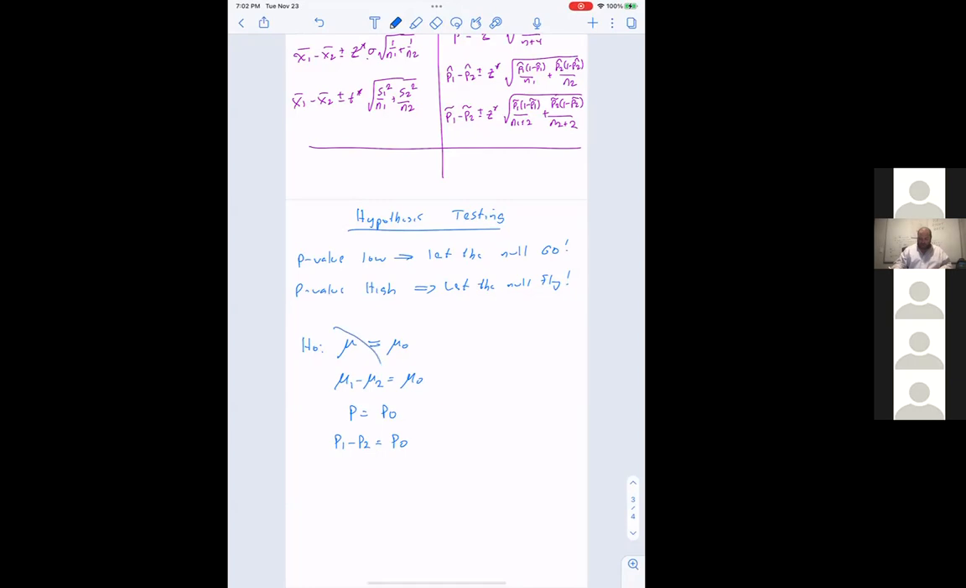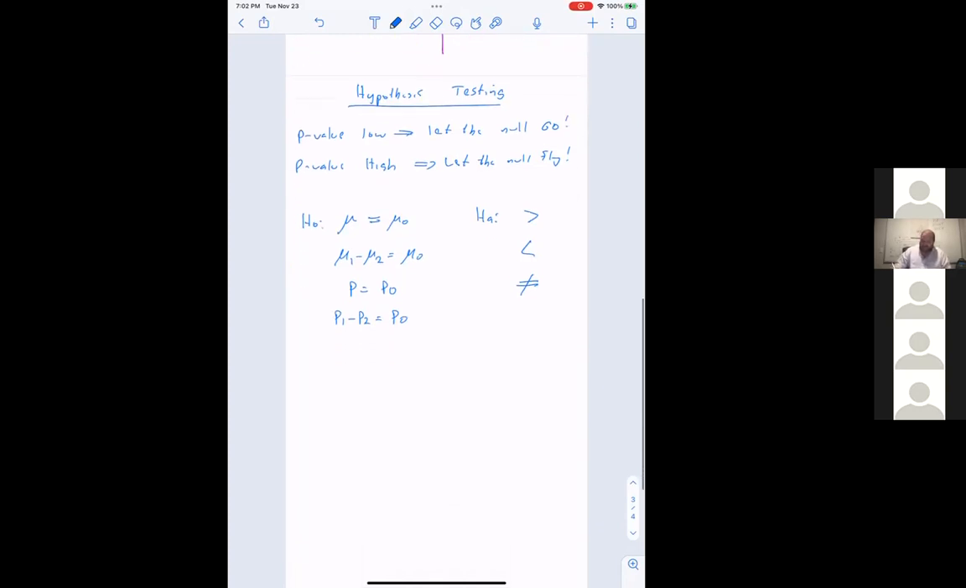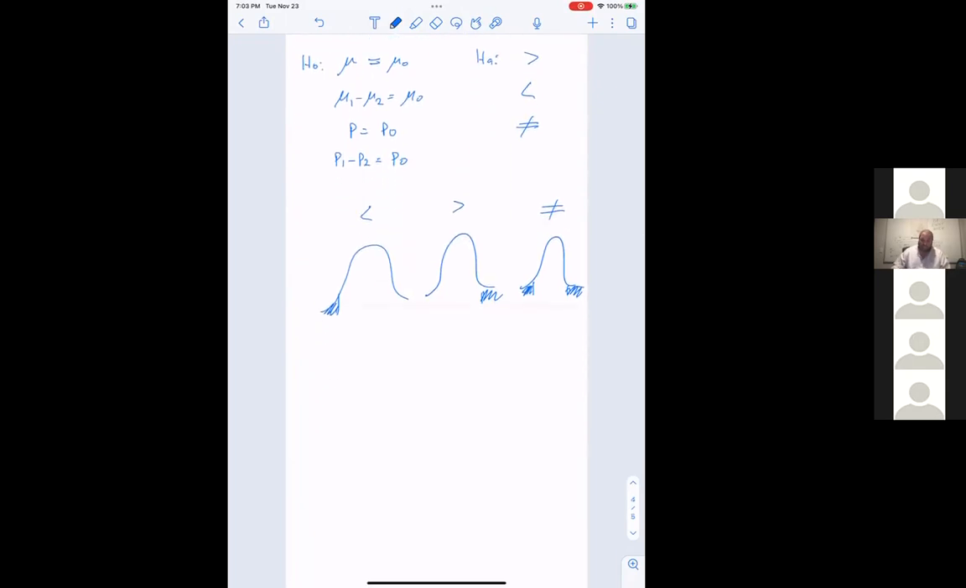These are the unknown actual values. These are some specific guesses, but there's no sample information here. Same thing for the alternatives, which are greater than, less than, or not equal to. We still only use numbers, no sample values. The less than case, low values are what are going to make us reject the null hypothesis. For the greater than case, it's high numbers. And for the not equal to case, it's numbers on both sides. Okay, but nothing about the sample makes its way into your hypotheses. I can't be any clearer on this.